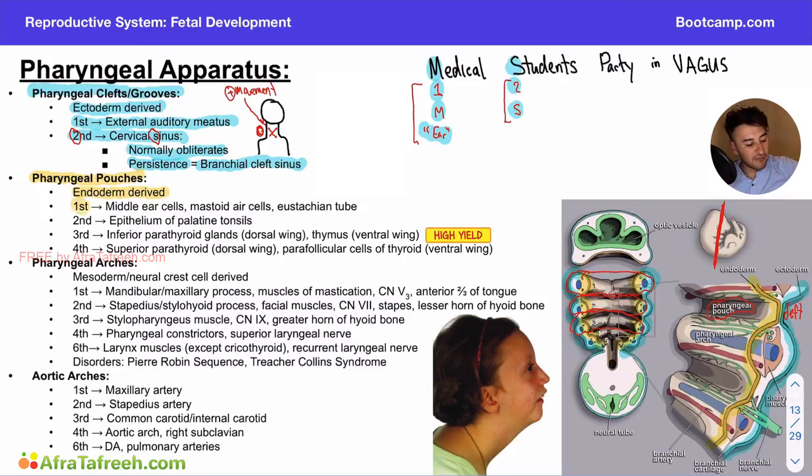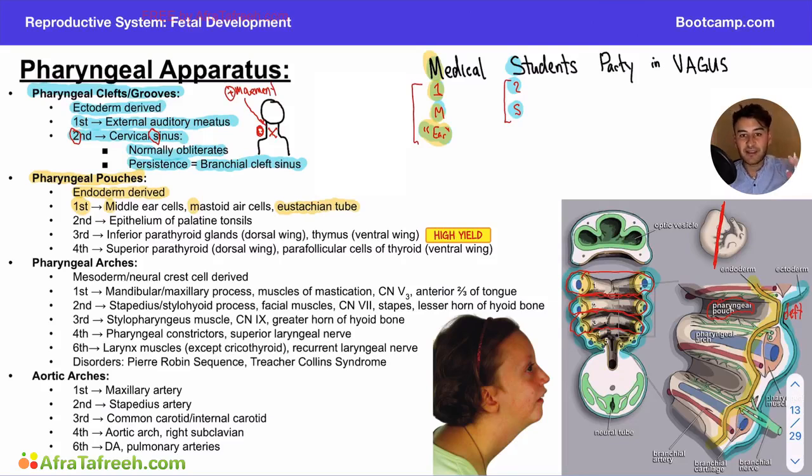So we are in the first pouch, so we are in this M1M ear category, and you'll see that is the middle ear cells, M here, that are derived from this pouch, as well as the M for mastoid cells, as well as the eustachian tube, which is an ear structure.